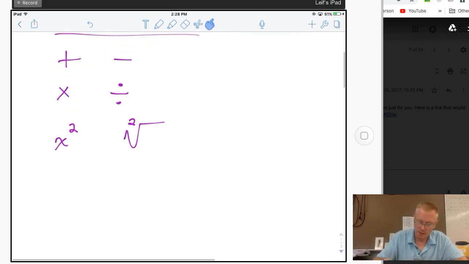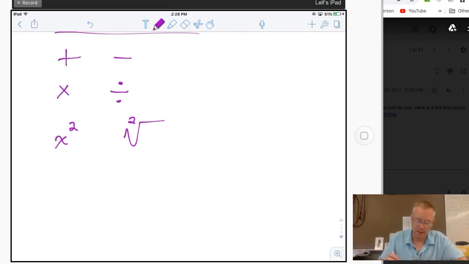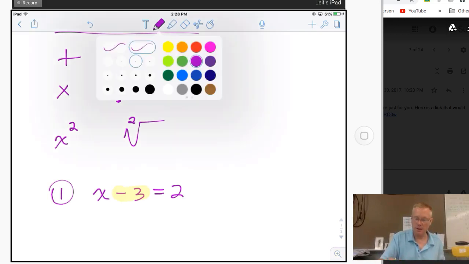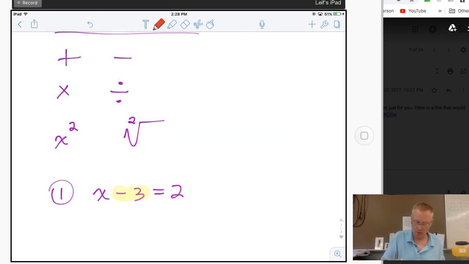Keeping that in mind, we're going to be applying that, I can't even tell you, all year for the rest of your high school career. So if I went x minus 3 equals 2, you're going to look at this and say, I want to get the x alone. What is the opposite of subtracting 3? And you will, in turn, add 3, because addition and subtraction are opposites.